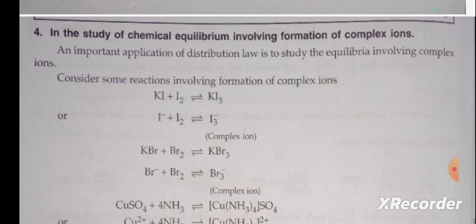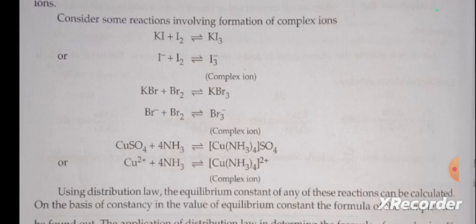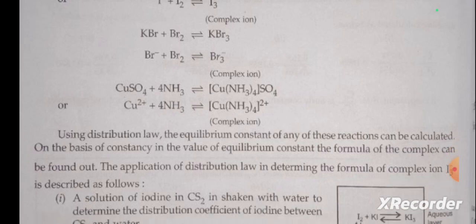KI + I2 gives KI3. I⁻ + I2 gives I3⁻. KBr + Br2 gives KBr3. Br⁻ + Br2 gives Br3⁻. Complex ions: CuSO4 + 4NH3 gives [Cu(NH3)4]SO4. Cu²⁺ + 4NH3 gives the [Cu(NH3)4]²⁺ complex ion.